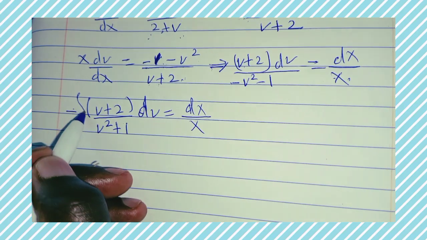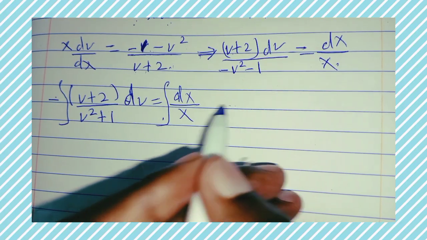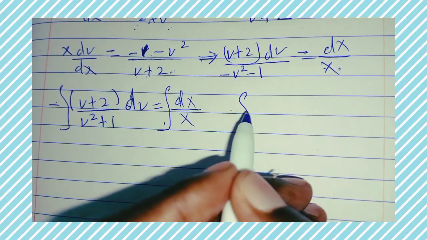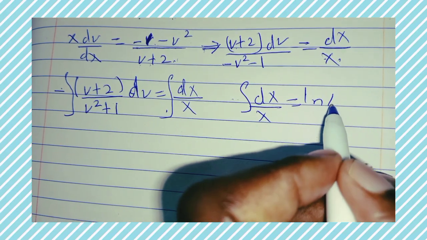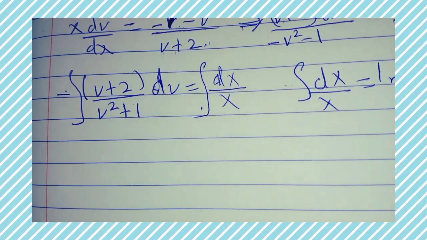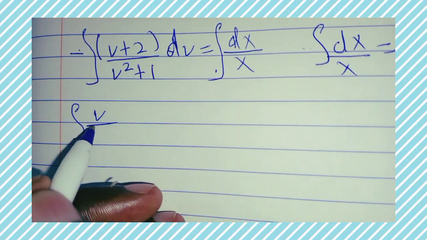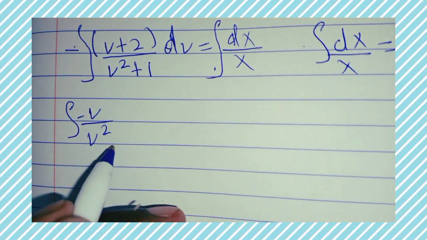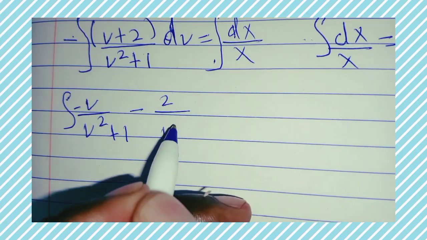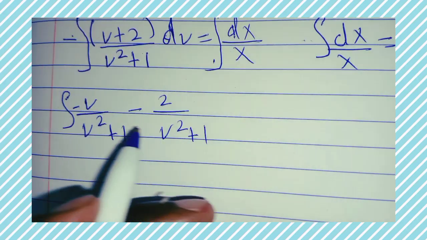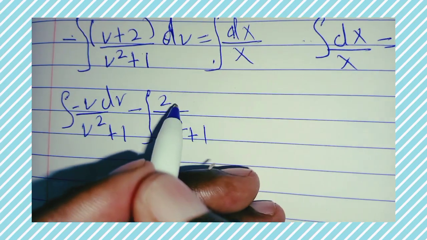Then we introduce integral signs on both sides. On the right hand side, the integral of dx over x is simple, it is the natural logarithm of x plus constant c. So we focus on the left hand side, whereby we are going to have negative, v over (v² + 1), then minus 2 over (v² + 1), dv.